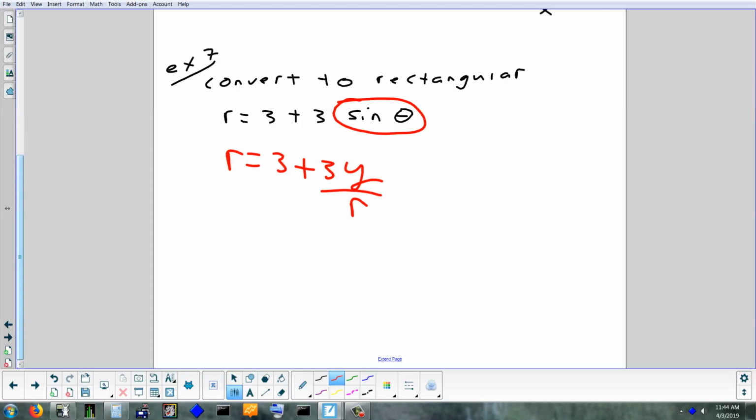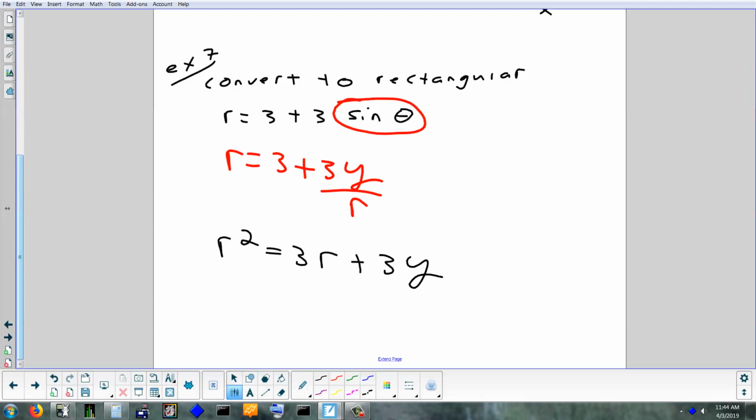Now, unfortunately, we got a fraction here. I don't really like to have fractions. So what could you multiply everything by to get rid of that fraction? R. Yeah, we can multiply everything by r. Now, what's in black and what's in red is really the same thing, as long as you put an equal sign there. But at least I don't have a fraction anymore.